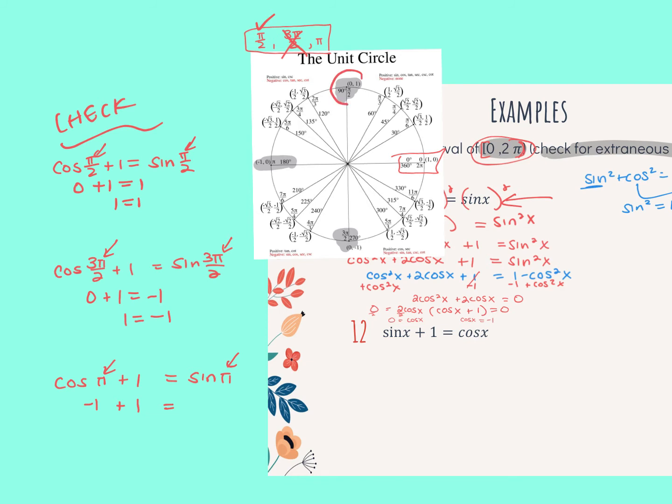So pi over 2 is up here, right? And the cosine is the x coordinate, so that's 0. Does that make sense? Yeah. Okay, so at the last one, cosine of pi is -1 plus 1. Sine of pi is the y at pi, which is what?